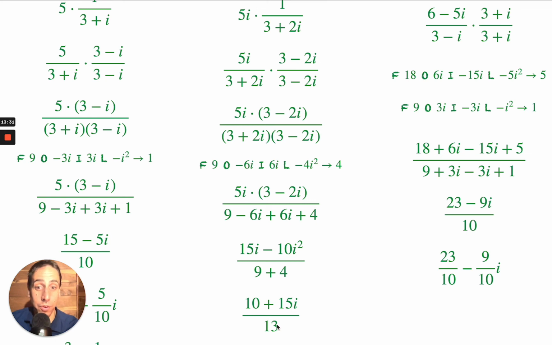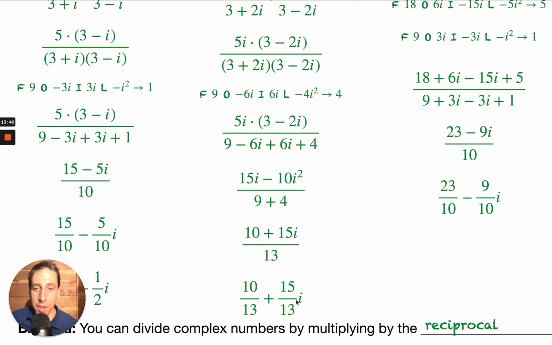So 9 plus 4 is 13. i squared is negative 1, and the minus and the negative cancel out. You just get plus 10. 10 plus 15i. If you're splitting it up into a plus bi format, you get 10 over 13 plus 15 over 13i. Whew. Wow, that's a long process.